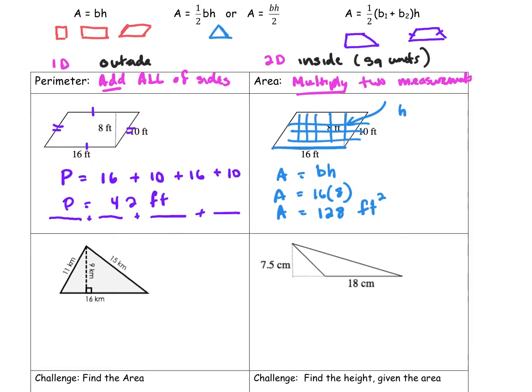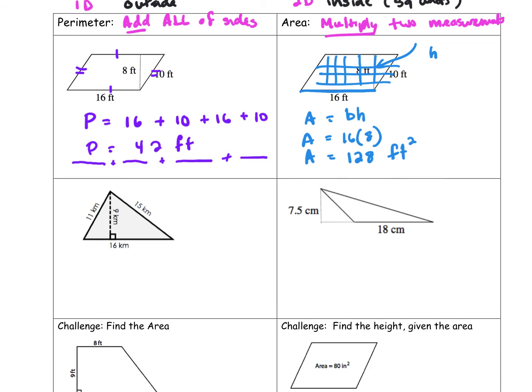All right, so now let's go to the triangle. When we look at this, again, sometimes we have measurements we don't need. We just need the outside dimensions. So we're going to write perimeter, P for perimeter, and we see 16, we see 15, and then we see 11. And so the perimeter of this also happens to be 42. This time the unit of measure is kilometers.